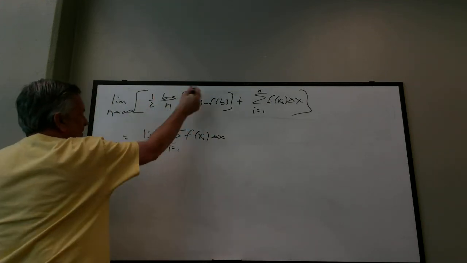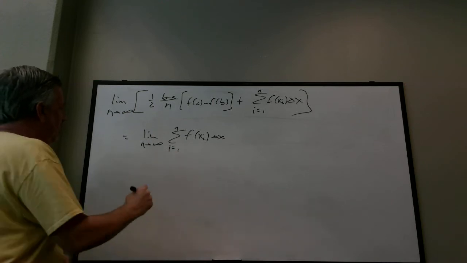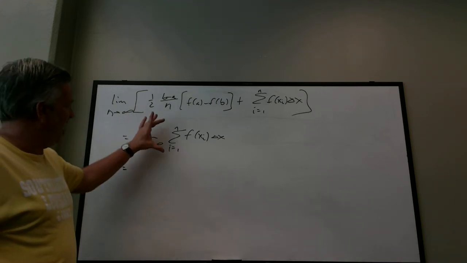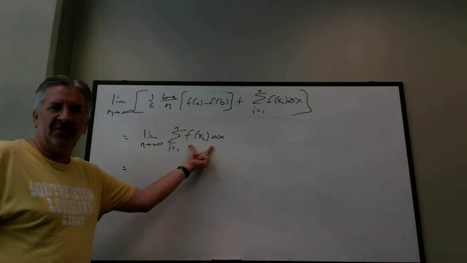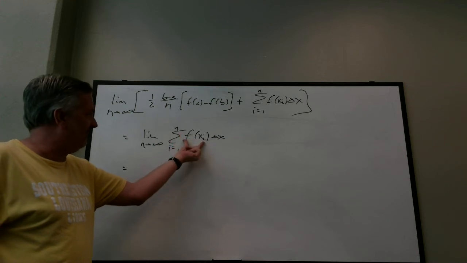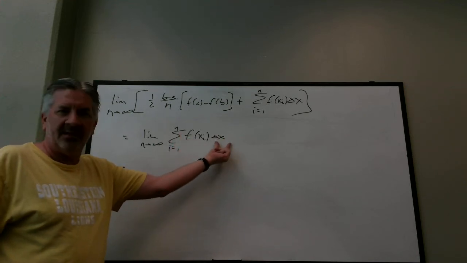Right? Because that goes to 0. Now let's focus on this. Well, what do we have here? I have the limit of a Riemann sum, right? Riemann sums look like f of some points times delta x.